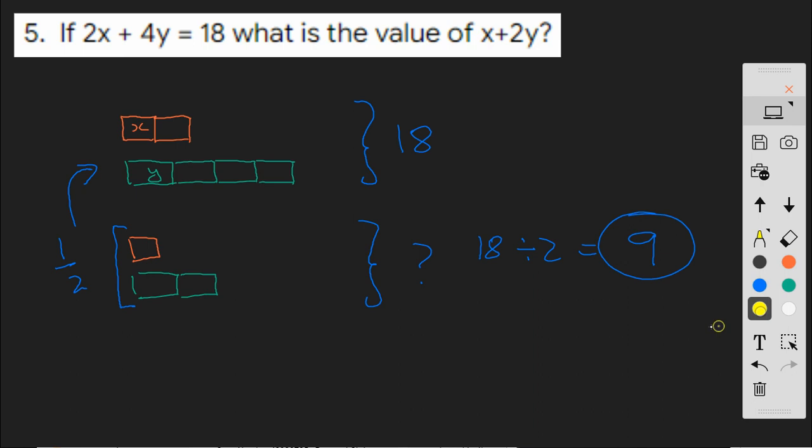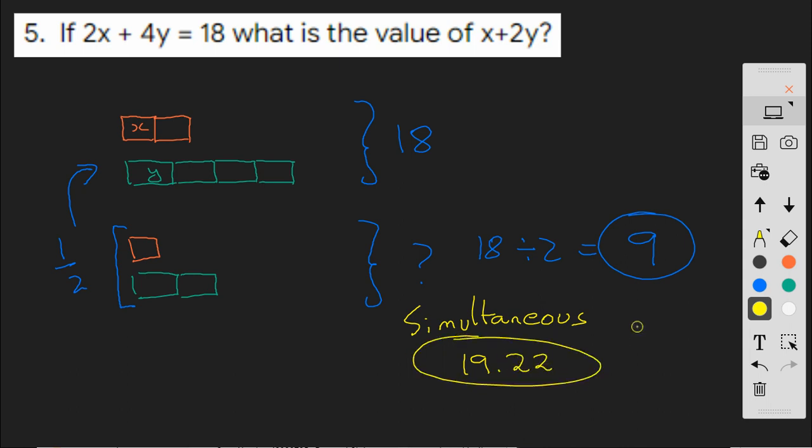Now, I haven't got a nugget that's directly doing that sort of work, but the underlying skill of scaling up and down algebraic equations is something that we use when we're solving simultaneous equations. So I think a nugget that you might want to go and look at is 19.22 and see if some of the work there is something that you can tackle.